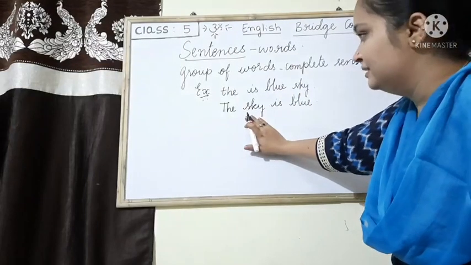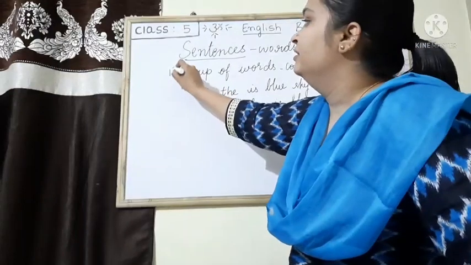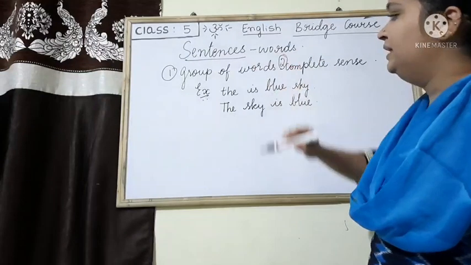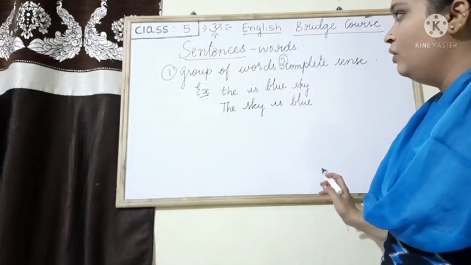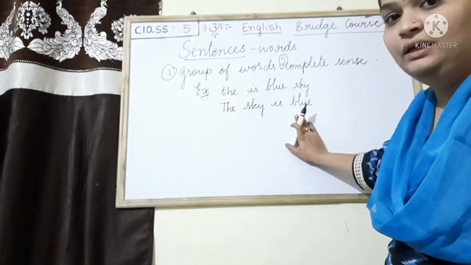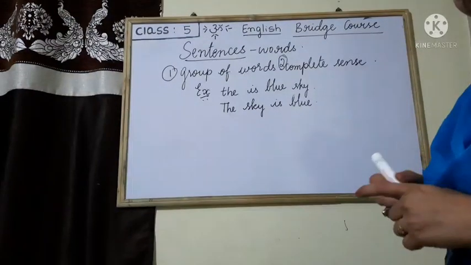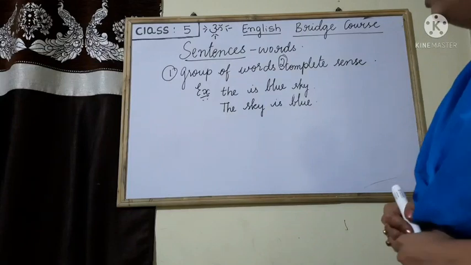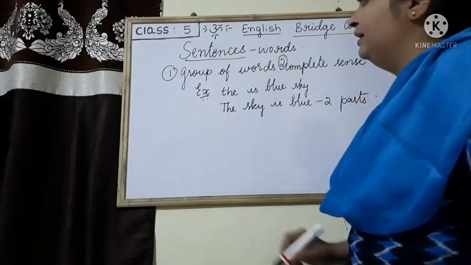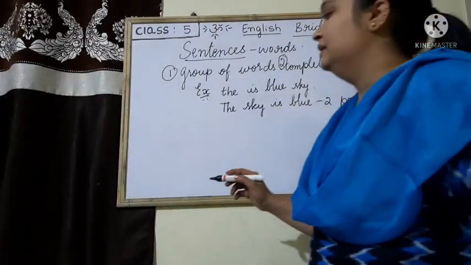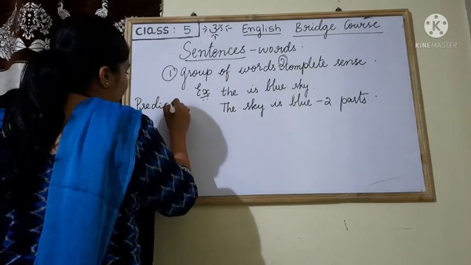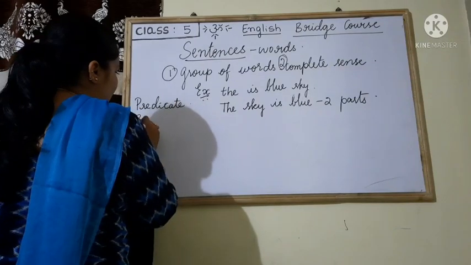So to call it a sentence, first we should have a group of words, then we should make sure they make complete sense. So we now know how sentences are formed using groups of words. So how are they divided? They are divided into two parts. Sentences are always divided into two parts. What are they? Sentences are divided as subject and predicate.